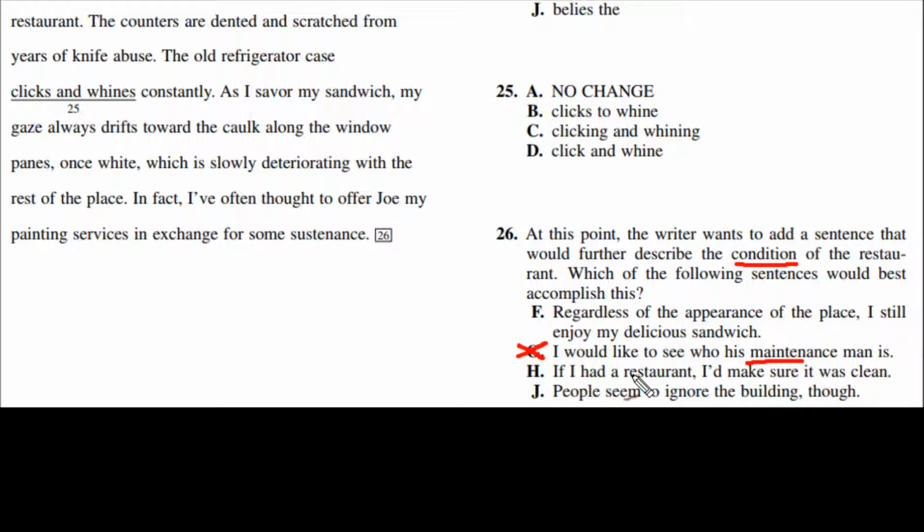H says if I had the restaurant, I'd make sure it was clean. It never says anything about it being dirty, it just says that it's old. That's not the right verb because we're looking for the condition, you see that? And answer choice J says, people seem to ignore the building though. Ignore the building. Well, the building is the noun and the restaurant is the noun. So if you ignore the building, you ignore the restaurant. Well, that means you would have no customers, so that's not right.